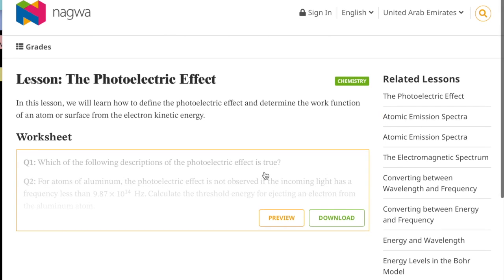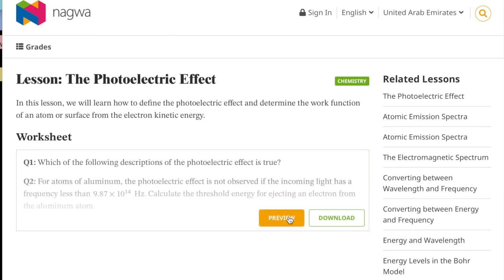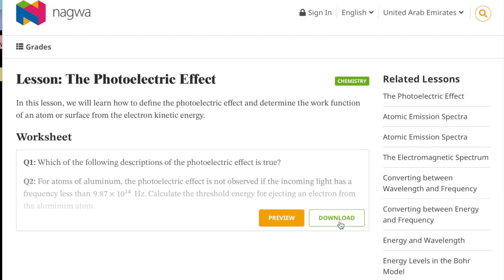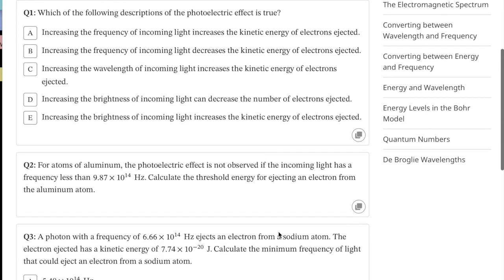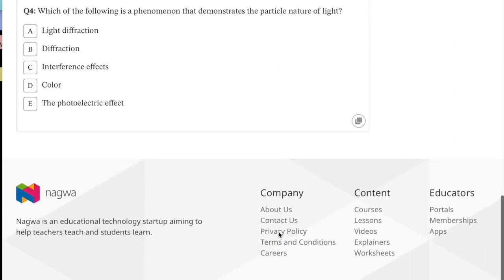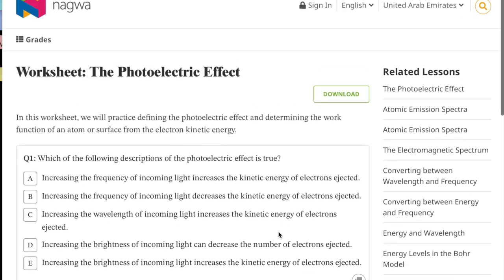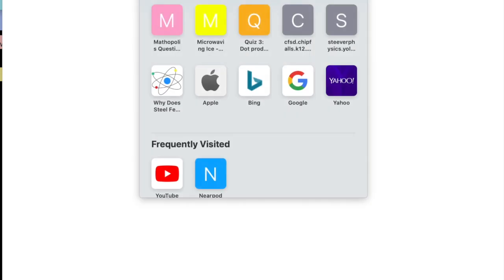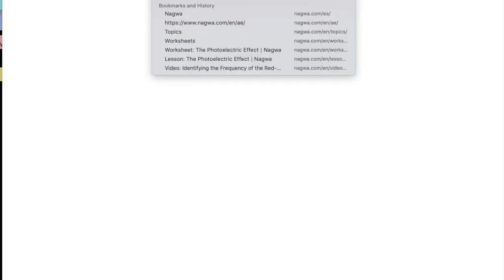This again is another lesson. This is a worksheet. You can preview the worksheet or you can just straight away download it. I can't see anywhere to pay for this website, so at the moment it looks like it's free for everyone, and they've got worksheets, they've got videos, they've got everything translated, which was another reason that I really liked this website.